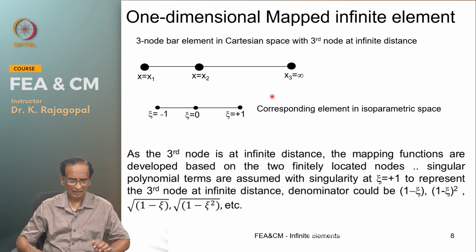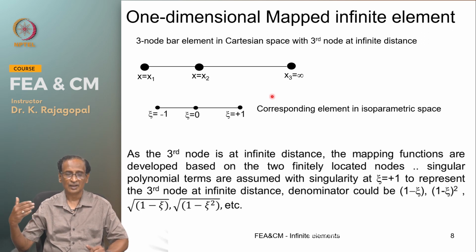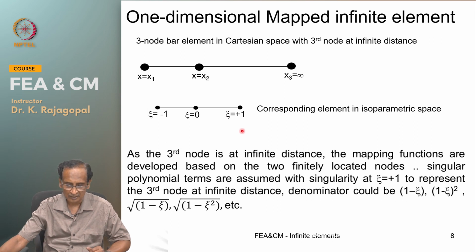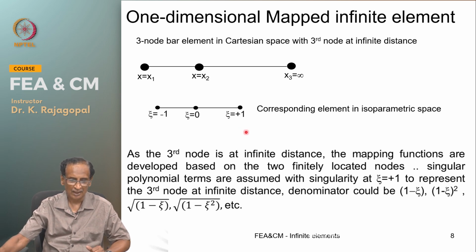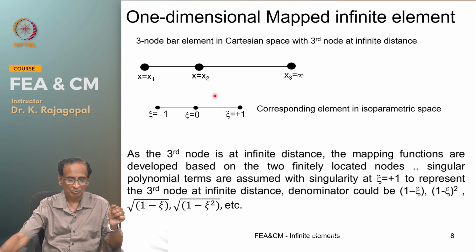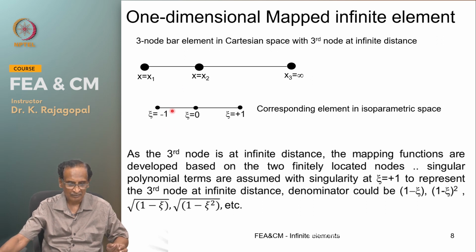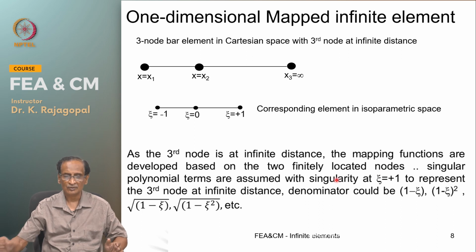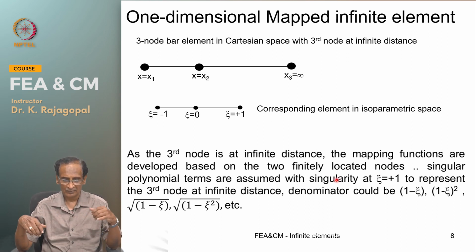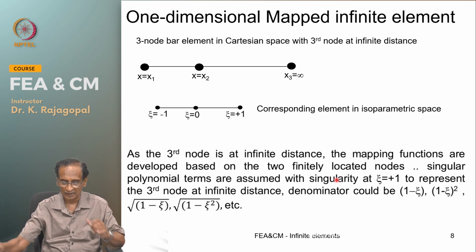And so, how do we simulate that in our numerical analysis? We can develop some mapping functions that are singular at xi of +1, and we can do the mapping in terms of these 2 nodes that are located at finite distances. So, when we develop our polynomial equations, we can develop them with a singularity at xi of +1, so that we can represent the infinite distance at the third node.